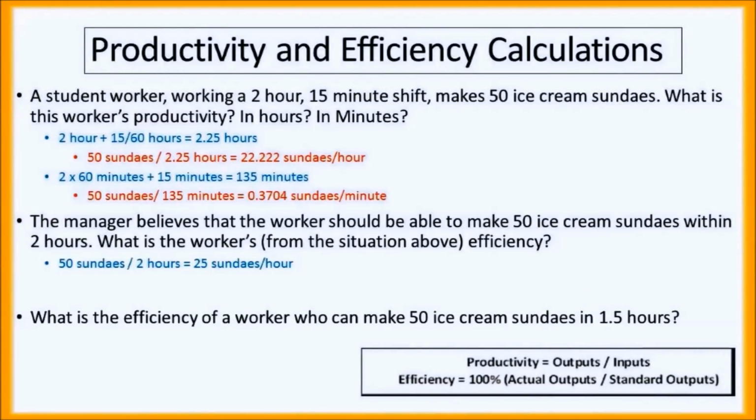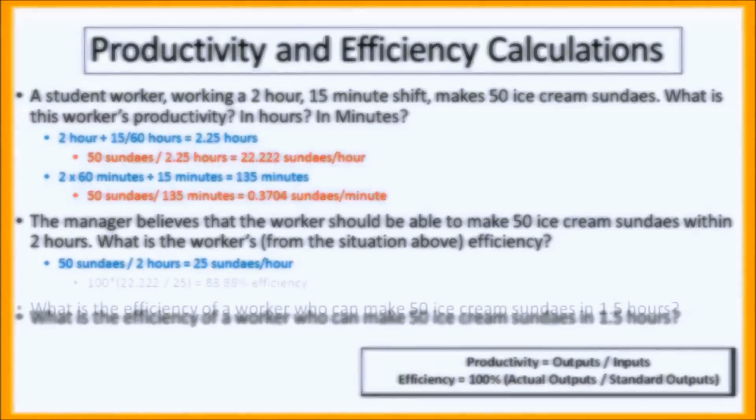Now remember, for these calculations, it's often useful for us to divide the actual productivity of a worker by the standard productivity for a worker. So that's what we're going to do here. We're first going to calculate the standard productivity. Standard productivity is the productivity that the manager believes the worker should be working at. So that's 50 sundaes in 2 hours, gives us 25 sundaes per hour. That will be our standard output.